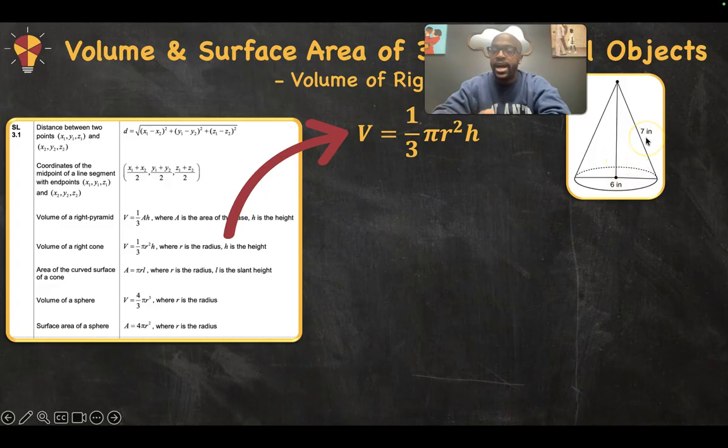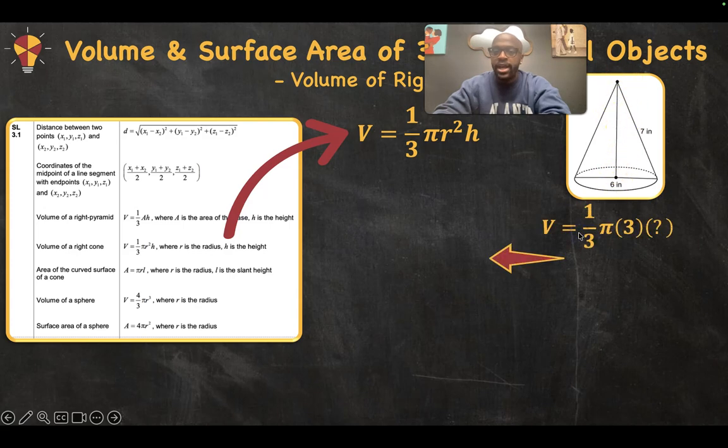No, it's not. Height is not 7. This is your slant height. All right, the height is this right here. So if you're looking for the height, you're going to utilize the Pythagorean theorem in order to find said height. The radius is half of the diameter, which is 3, so then we have 3 here. The hypotenuse is the slant height here, which is 7, and that's going to help us find the height here.